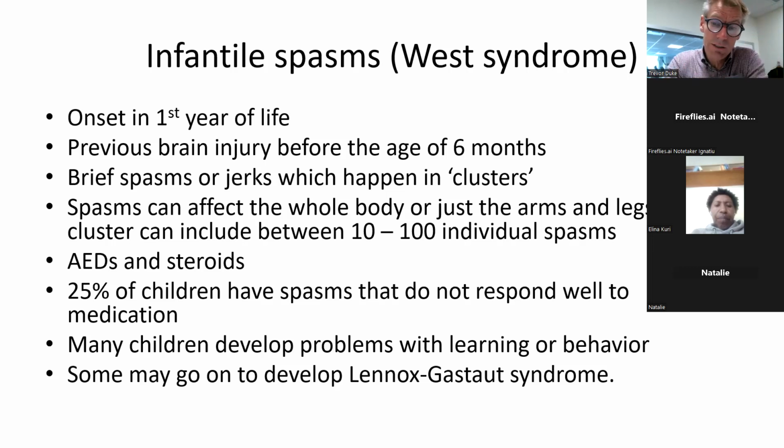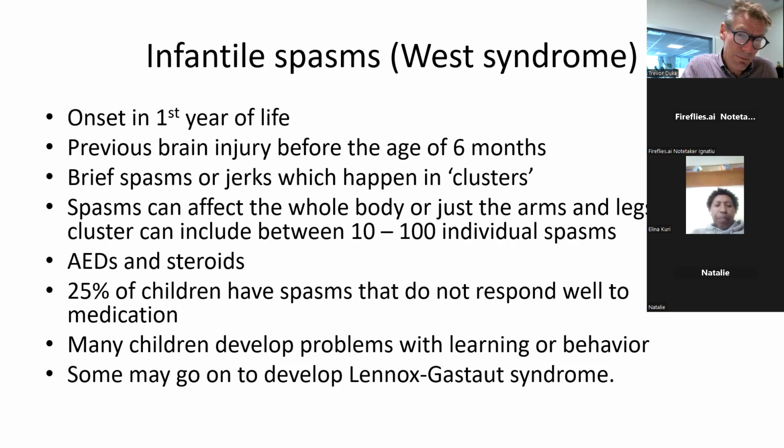To recognize infantile spasms, it's a particular type of spasm of the whole body or just the arms and legs, and they typically occur in clusters. You've probably seen children with infantile spasms. They may occur in clusters of 10 to 100 individual spasms of the arms and legs. Now, many of these children don't respond very well to the typical medication, and sometimes they get treated with phenobarbital and corticosteroids, because that can sometimes work in infantile spasms.